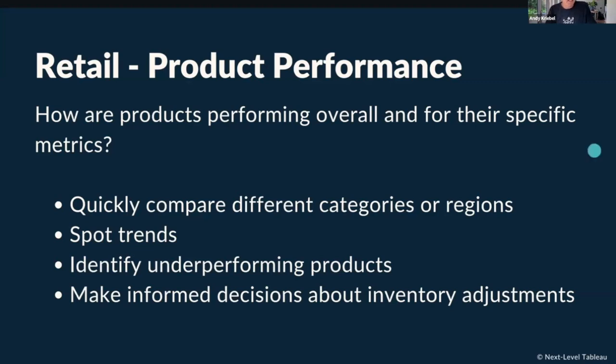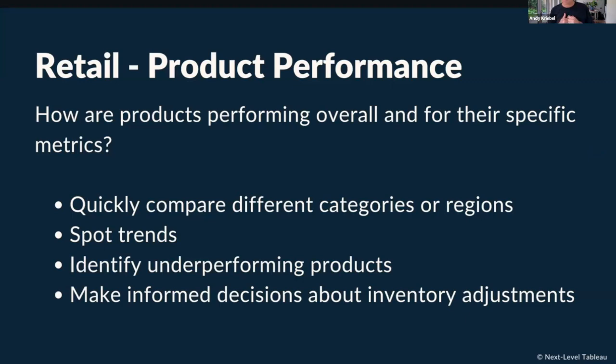When they click on a specific category, the parameter action will update with that category value, and it will dynamically change the dashboard to focus on the sales trends, or perhaps the inventory levels, or maybe the customer feedback for that selected category, or maybe it's a dashboard that has all of those.